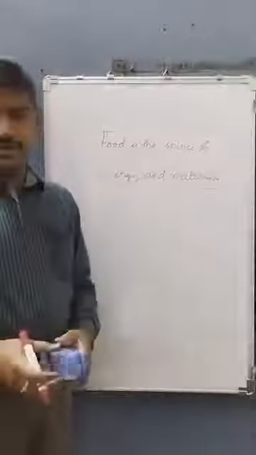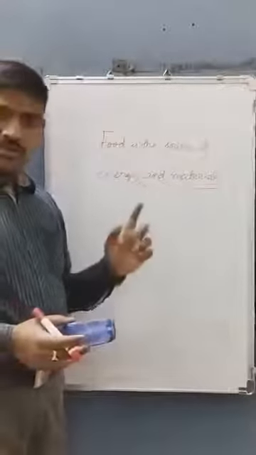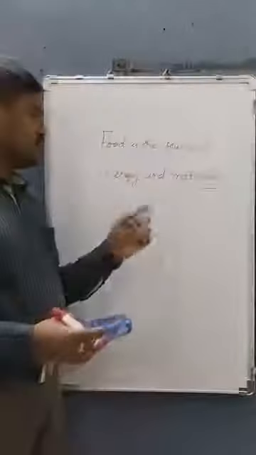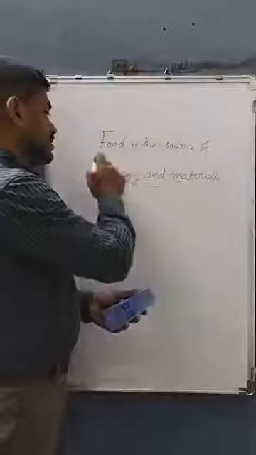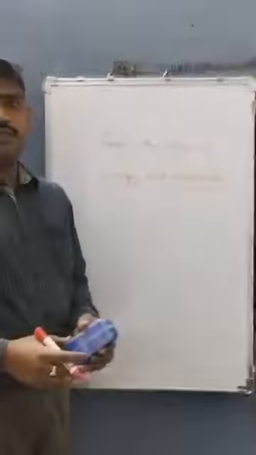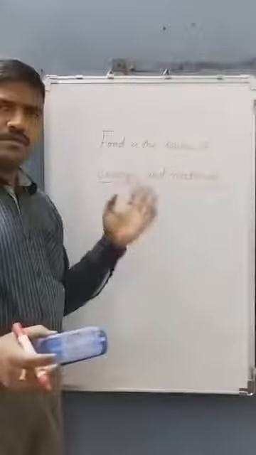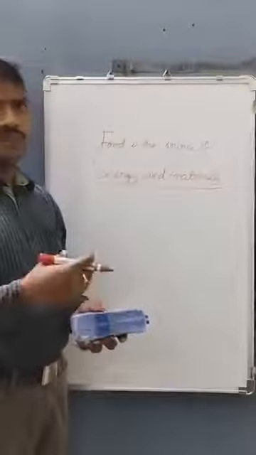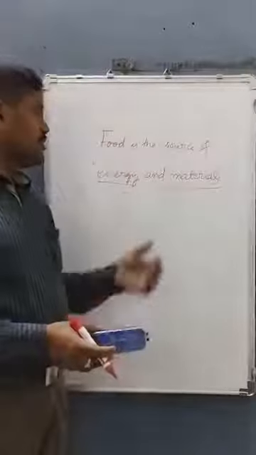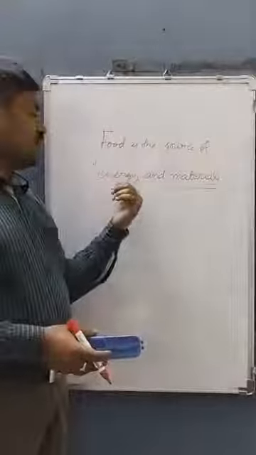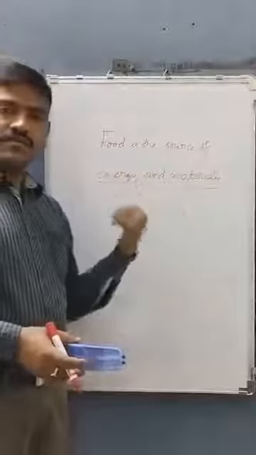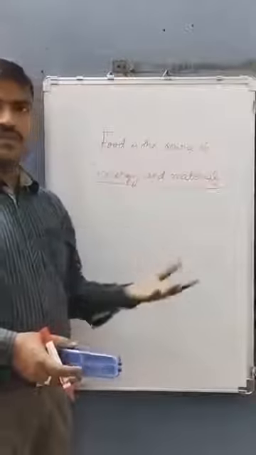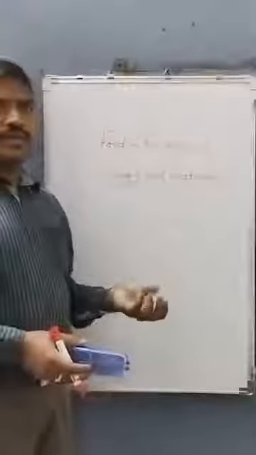Food is the source of energy and materials. All organisms have this general requirement of energy and materials because they need energy to maintain a state of order. They need materials for their growth, development, and for synthesis of various molecules. This requirement is fulfilled in different ways in different organisms because all organisms are not the same. Different organisms have different structures.